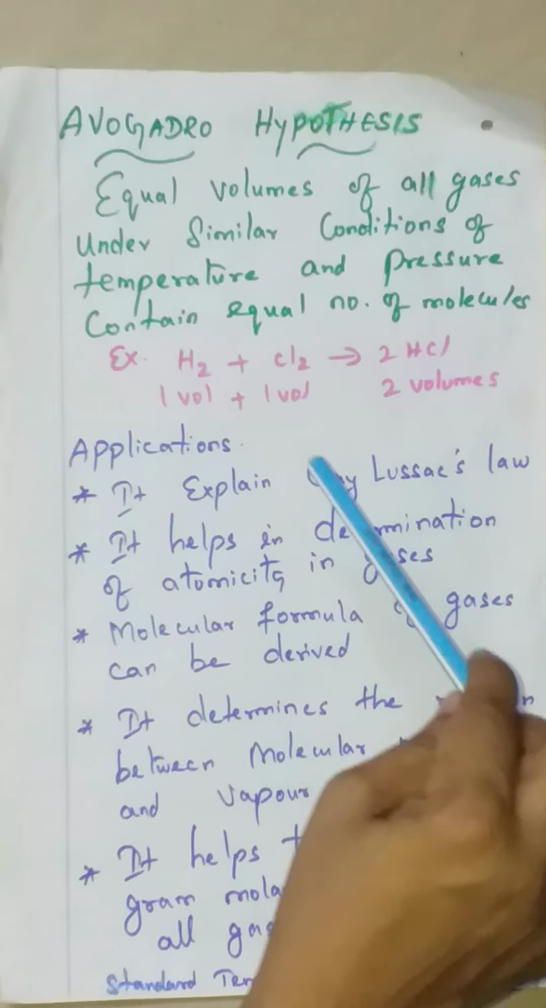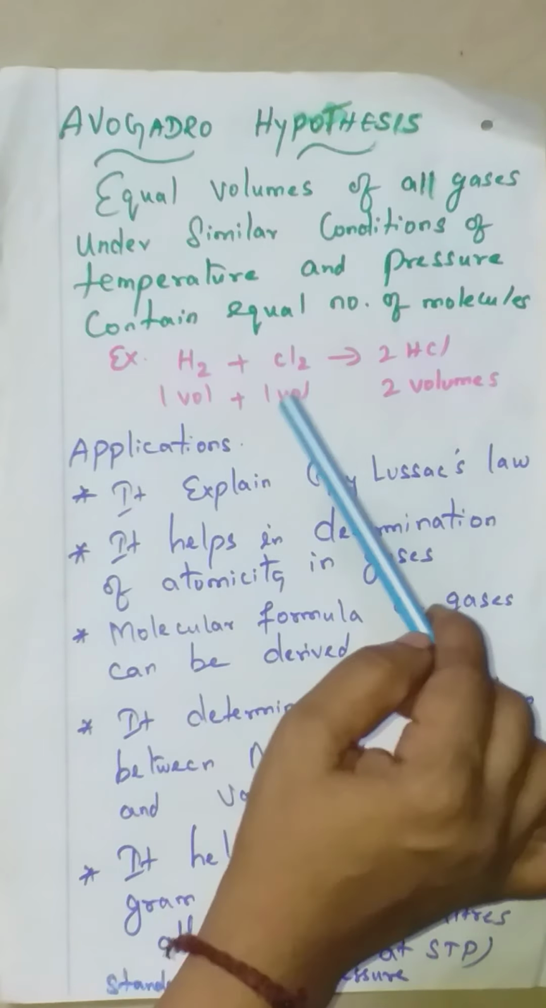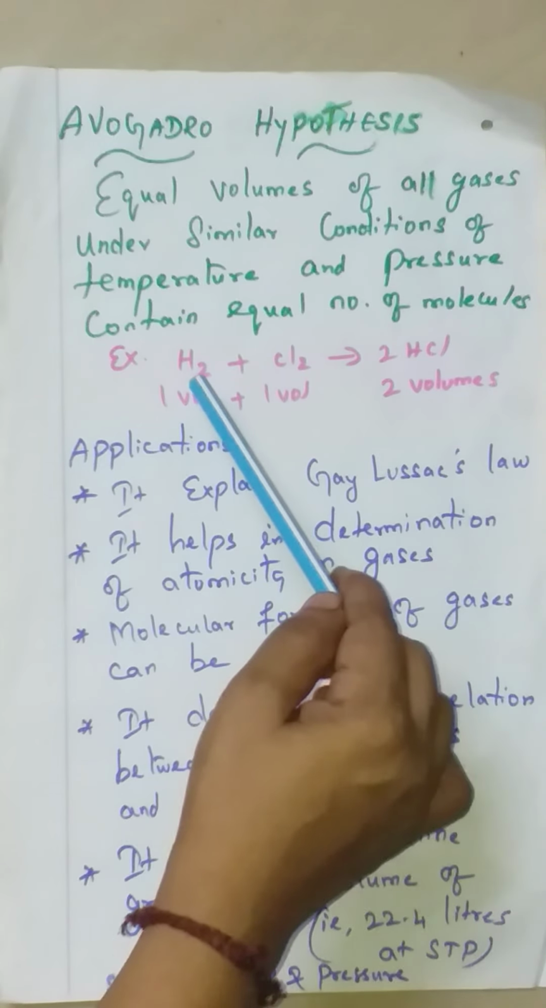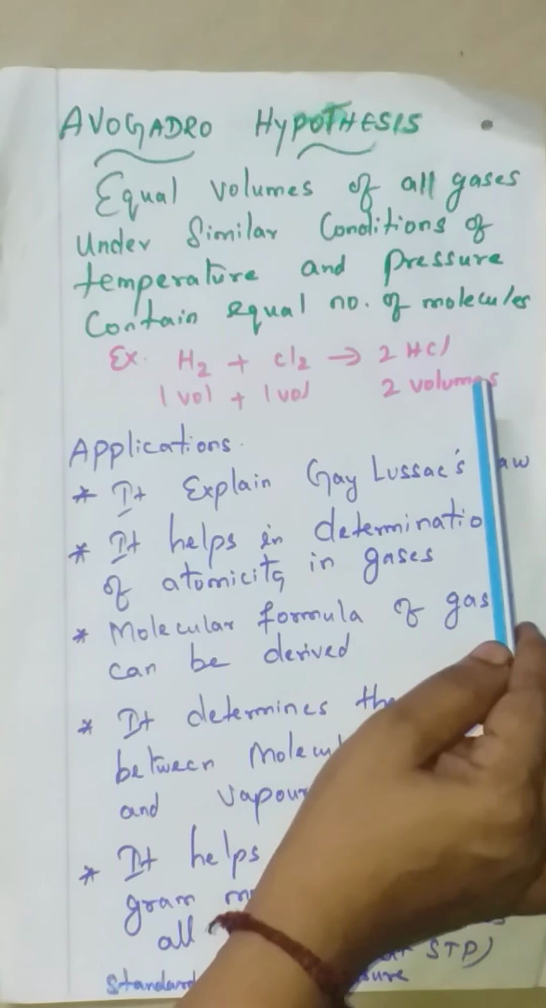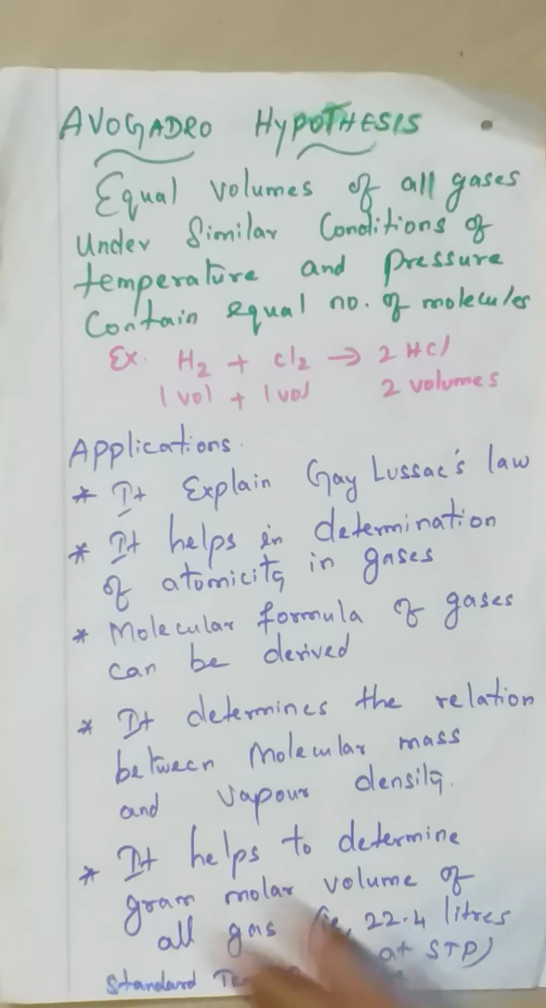Because Avogadro says wherever volume is used, we also use the word molecule. So in other words, instead of volume, we can say 1 molecule of hydrogen combines with 1 molecule of chlorine, and we get 2 molecules of hydrogen chloride. The only thing to keep in mind is that wherever volumes come, we also use the word molecule based on Avogadro. This is the statement. Now we are going to see the applications. Only 5 applications are there, very easy ones. So listen.